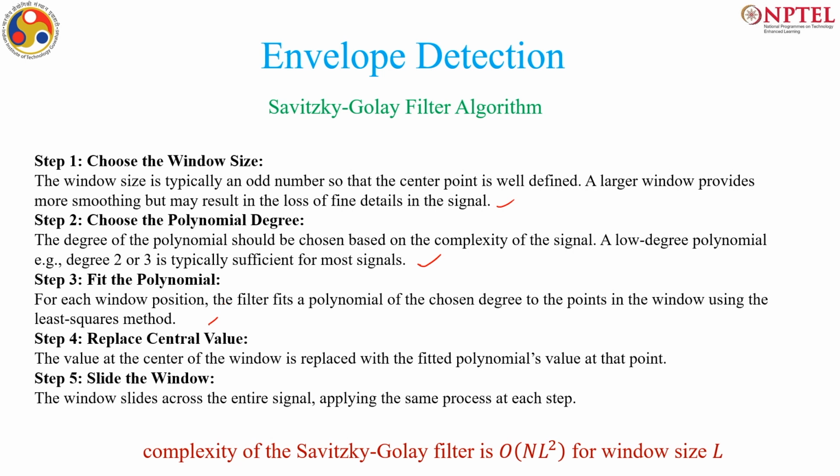Once this polynomial is fit, the central value of the window is replaced by the window's polynomial value. One more important thing is that since we have to pick the central value of the window, it is typically an odd sized window, even for the order statistics filter also. And then we have to slide the window and repeat the same.